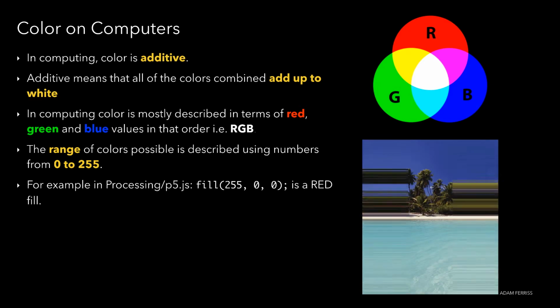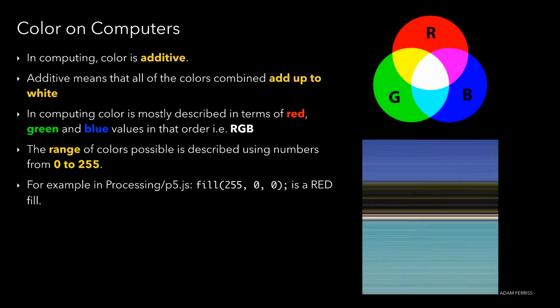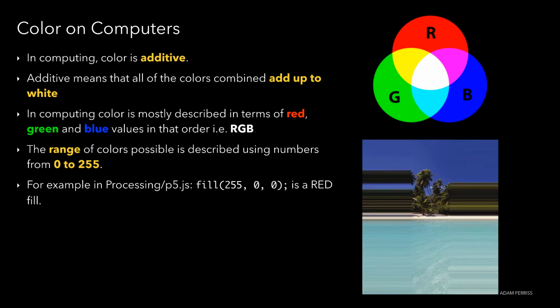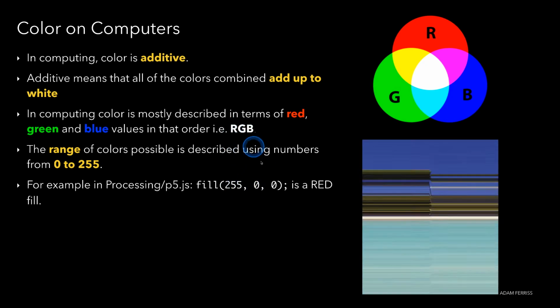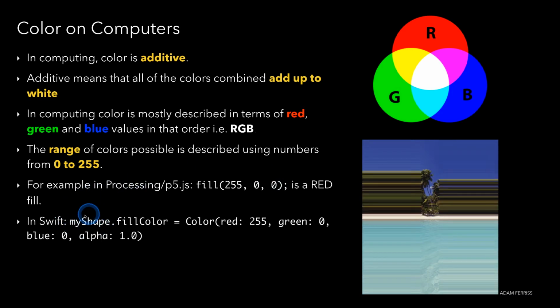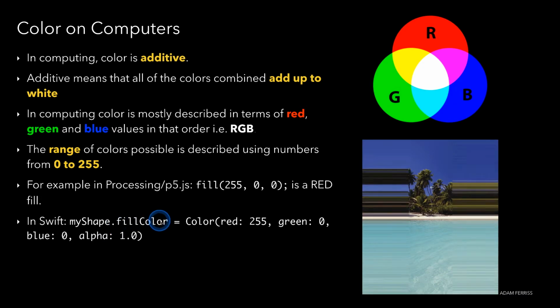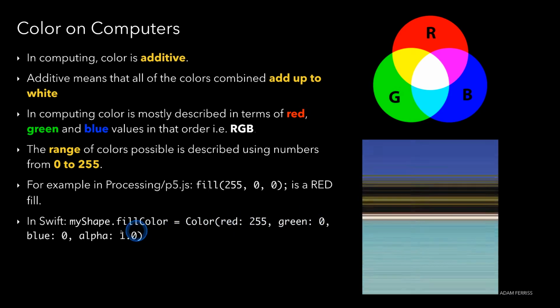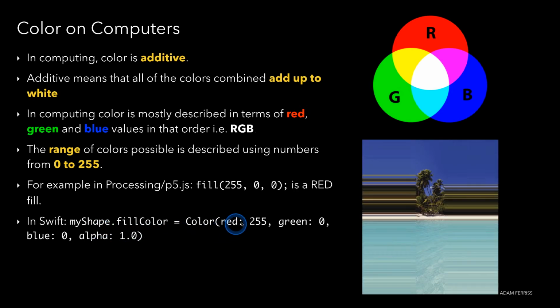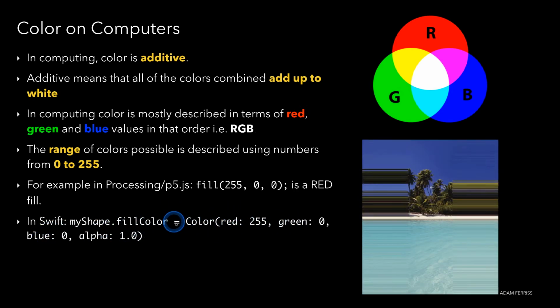For example, in Processing or p5.js, you would fill a shape with the command fill(255, 0, 0). That is a red fill. And I want you to notice each of these spaces refers to R, red, G, B. In Swift, it's a little bit different. You would take your object or shape and modify its fill color by adding an equal sign, and you would pump in the color red, green, blue with an alpha of 1.0, and we'll talk about alpha in a little bit. But you can notice Swift is a little bit more clear as to what it actually does.